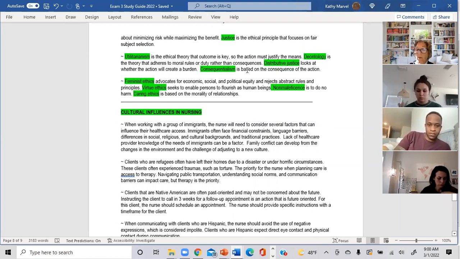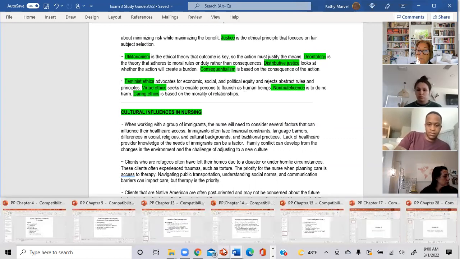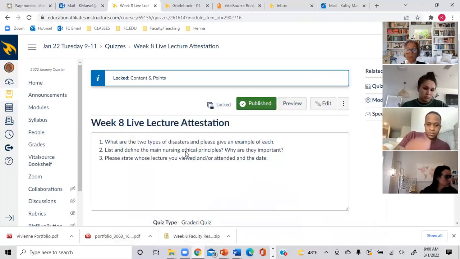Okay, so go ahead and read those. It's the autonomy, the non-maleficence, the benefits, and the distributive justice. Okay, wow. What page is that on? It's on page 54, box 4.1. Okay, so read those for us.